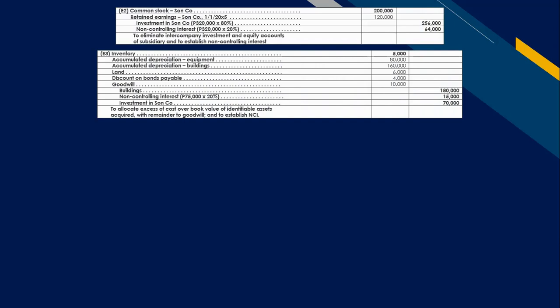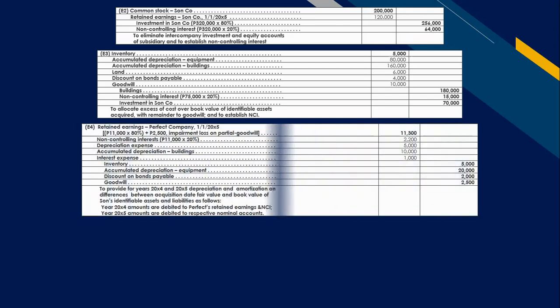Now, debit inventory, accumulated depreciation, equipment and buildings, debit land, debit discount on bonds payable, debit goodwill, credit buildings, non-controlling interest, investment in Sun Company. To allocate excess of cost over book value of identifiable assets acquired with remainder to goodwill and establish non-controlling interest.